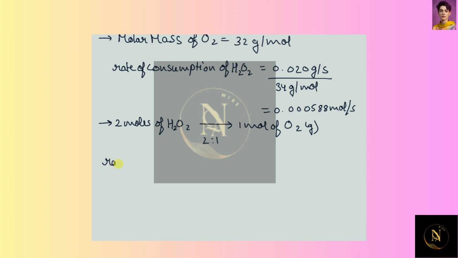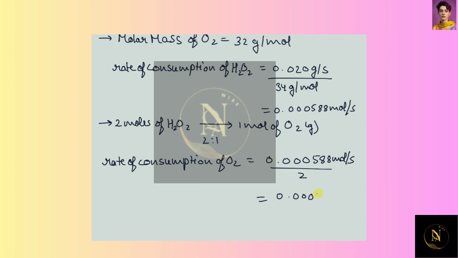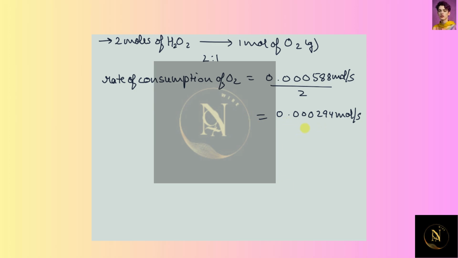So now the rate of production of O2 in mole per second is equal to the rate of consumption of H2O2 divided by 2. So here the rate of consumption of H2O2 is 0.000588 mole per second divided by 2. So here the rate is thus equal to 0.000294 mole per second.